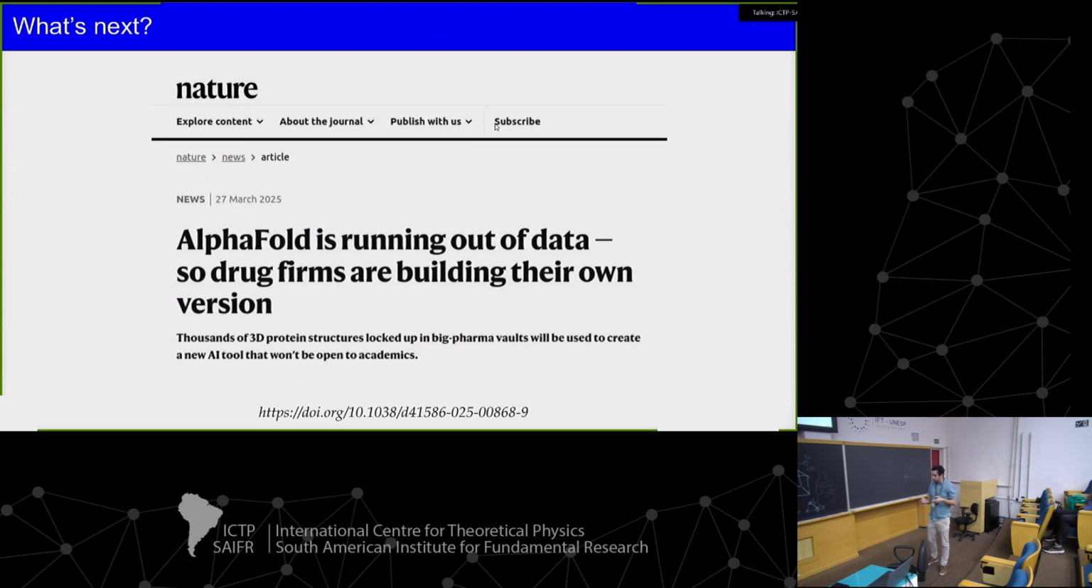Next month, maybe some of you already read this, but people are commenting about the limitation now of AlphaFold, that AlphaFold is running out of data, and companies are trying to create their own data set to train those models, right? They are probably using OpenFold.